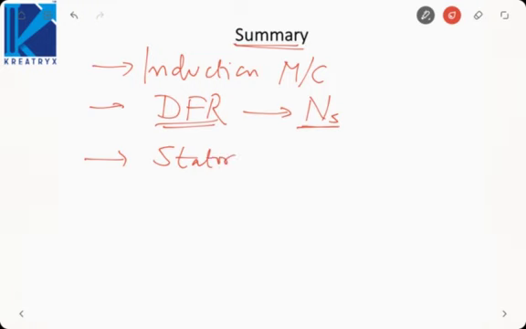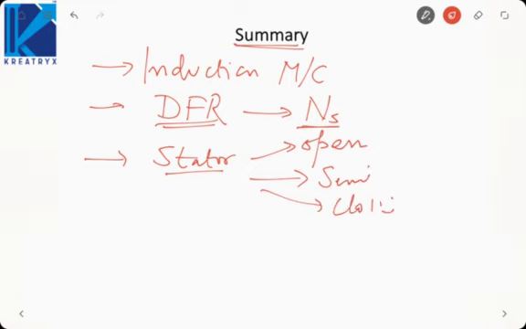We saw three types of slots: open, semi-open, and closed. In open, the problem was the air gap was high, so the machine would draw more magnetizing current, which will lead to a lesser power factor. So it will have poor running characteristics. In case of closed type of slot, leakage flux was very high, due to which the flux linking the stator to rotor will be lesser. So that will also reduce the torque produced in the machine.